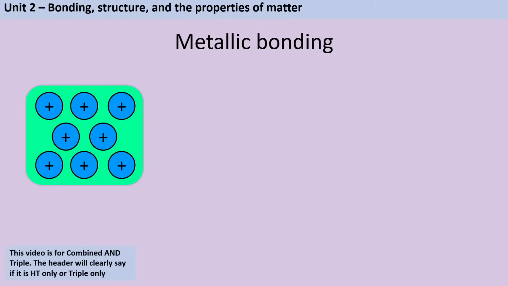So that takes us on to metallic bonding. If we look at a pure metal at an atomic level, we see that it has a giant structure. So giant means thousands or even millions of atoms or positive ions. And it's forming something called a giant metallic lattice.